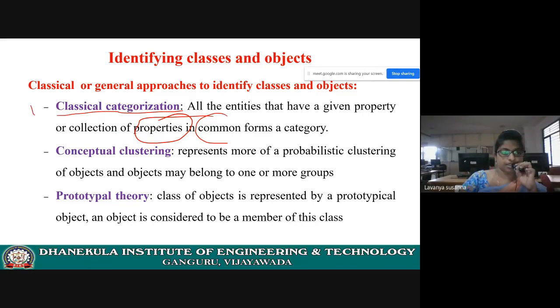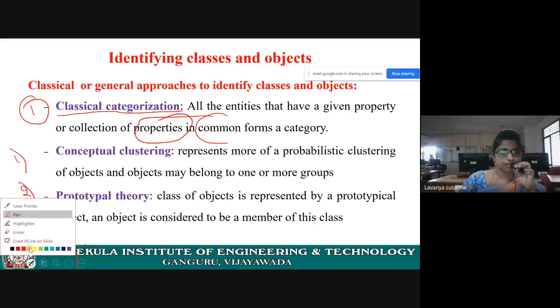Okay, see here. First classification approach, classical categorization. Here you are going to group the classes based on some property. First you need to list out, right? Don't write like this. What you are seeing in the PPT: first you need to list out one, classical categorization, two, conceptual clustering, three, prototypal theory, and then again write down, keep the heading classical categorization and then explain. First you need to list out everything.